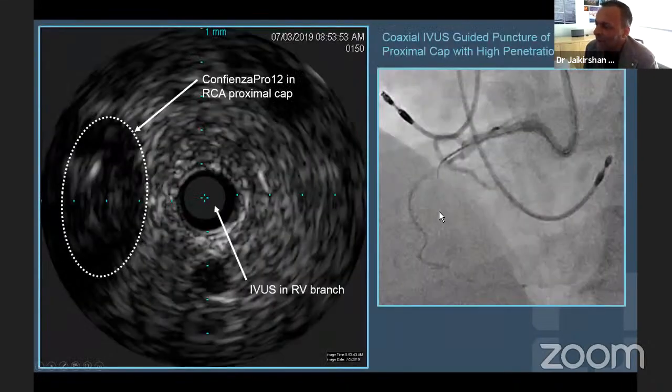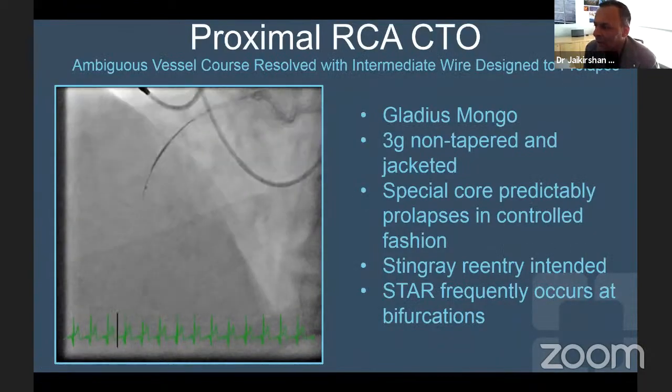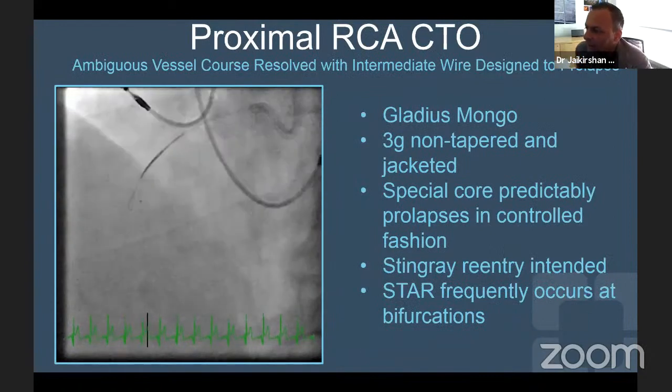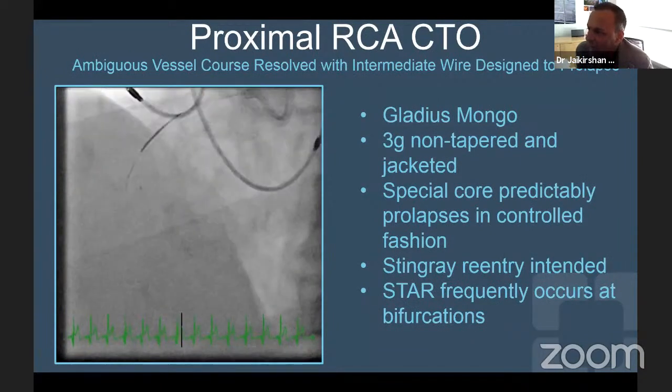What we did this time, we put an IVUS probe in again. So this is an IVUS probe in an RV marginal. This is the CTO cap, which you can identify. And then we safely punctured again with Confianza Pro 12. Just make a puncture. That's all we're doing here. So on the right panel, nothing more than a puncture under IVUS guidance. And then we de-escalated with XTA, XTR.